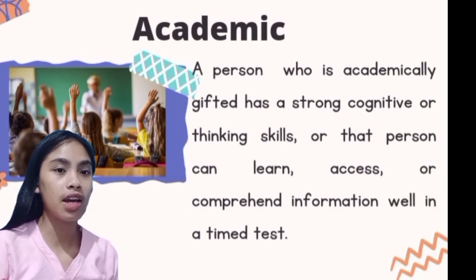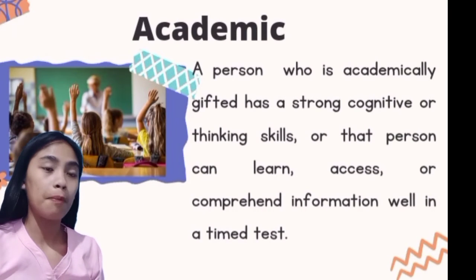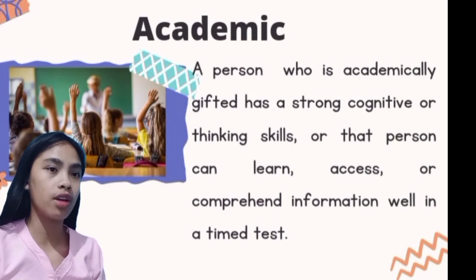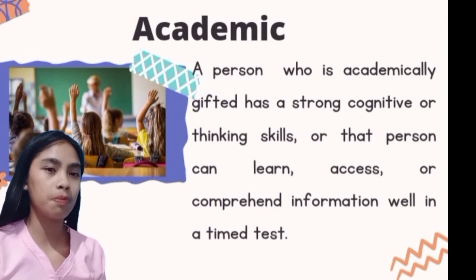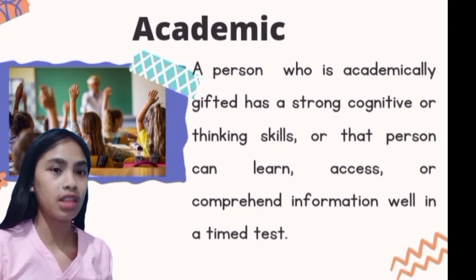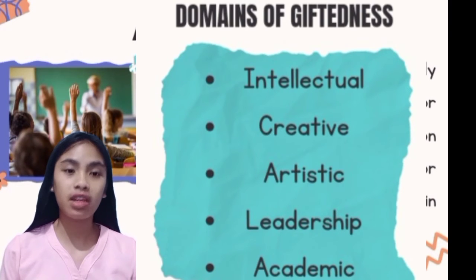And now let's proceed to the last domain, which is academic. So what is academic? A person who is academically gifted has strong cognitive and thinking skills, or that person can learn, access, or comprehend information well at timed tests. These are the persons who are involved in learning. One example of this is a teacher or scholar at a college or university. And the 5 domains of giftedness are intellectual, creative, artistic, leadership, and academic.